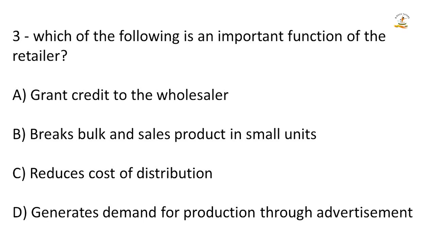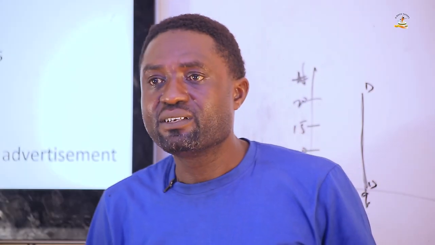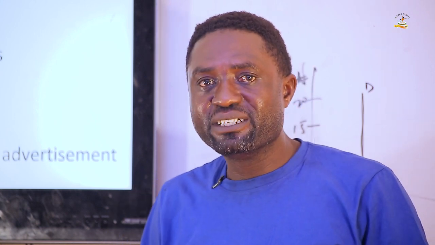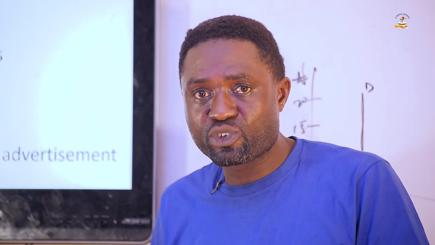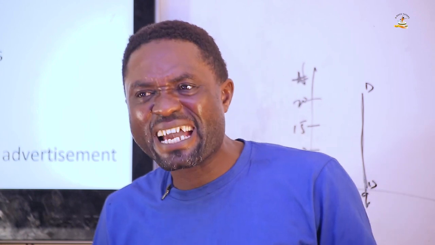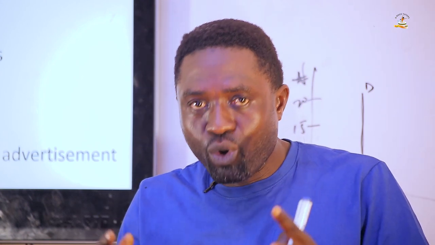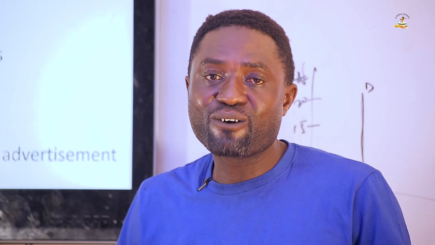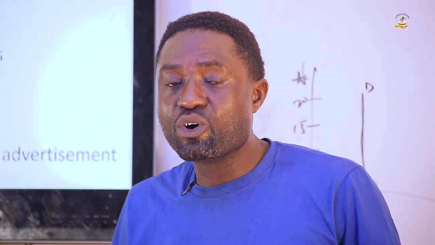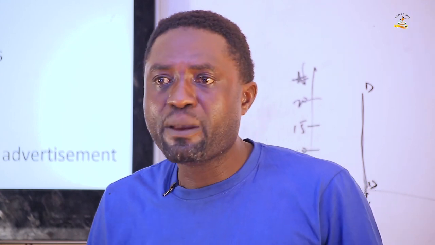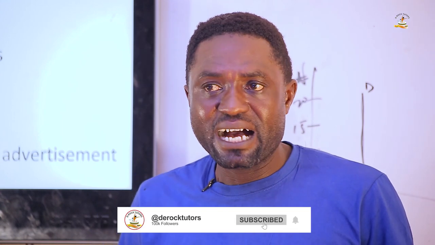Question number three. Which of the following is an important function of the retailer? A retailer is actually the second to the last agent in the chain of distribution, because the retailer will get products from wholesalers. And as a matter of fact, they break bulk. They sell different kinds of commodities. When the consumers get to their shops, they buy different things they want to buy, and they'll be satisfied through consumption.